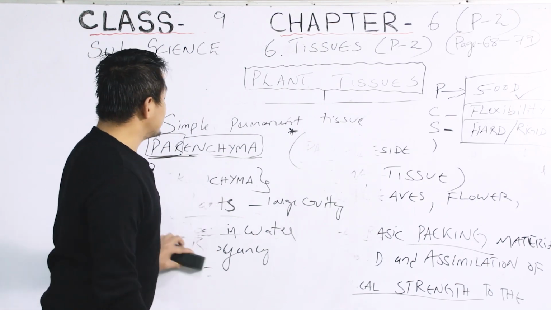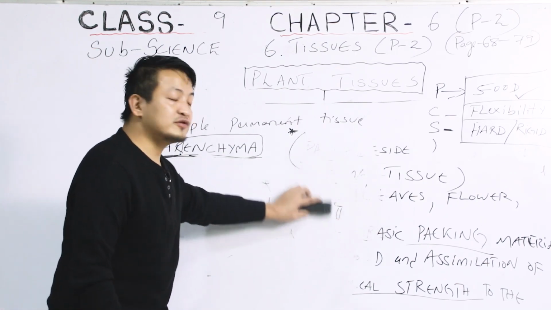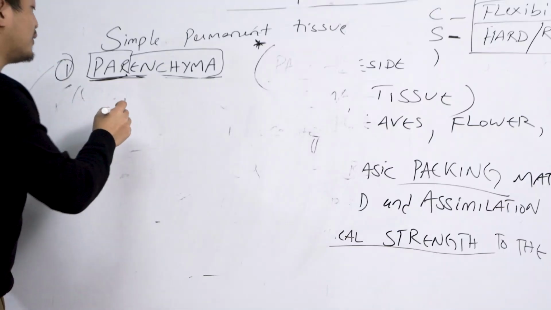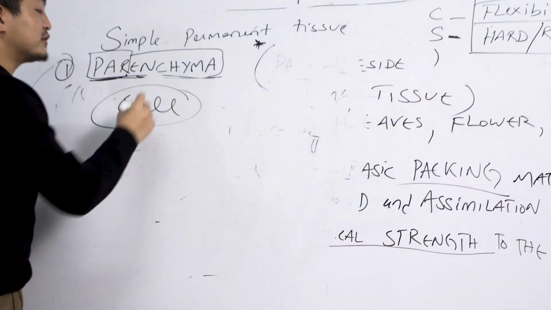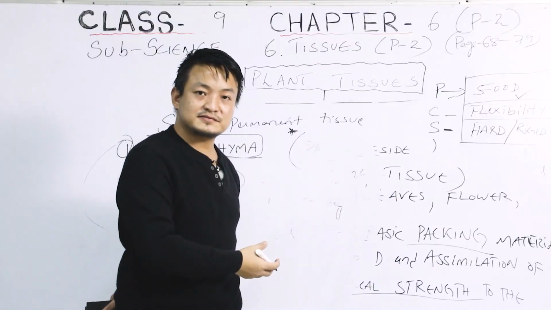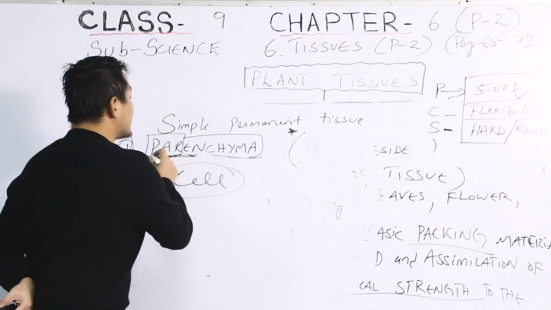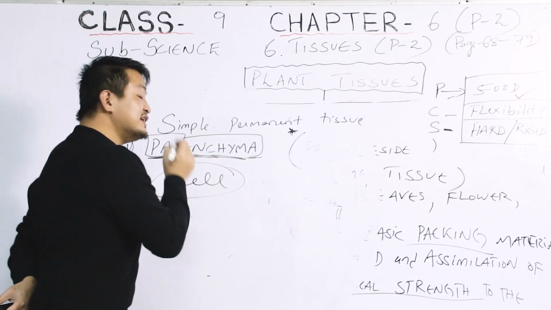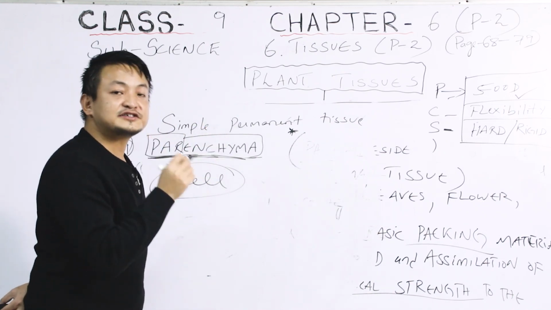Now I have already given you the occurrence, where this parenchyma is located. Now one thing, tissue is all about a group of cells, right? Now, how do these parenchyma cells look? Now the intercellular spaces are large.